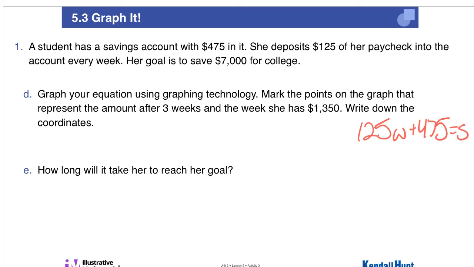Now we're going to graph this using Desmos. I wrote our equation over here. Remember, when we use Desmos, it can only handle X's and Y's. And so instead of weeks, I'm going to put X. And then instead of S for my savings, I'm going to put Y.